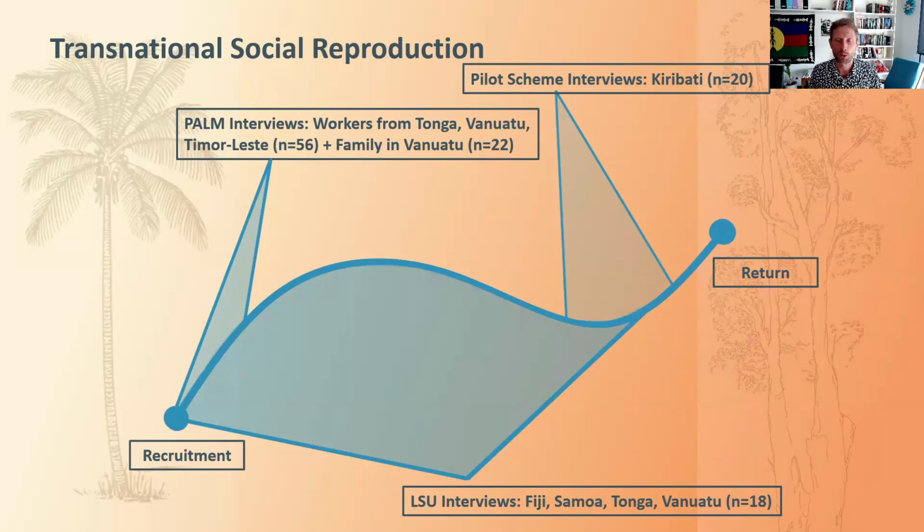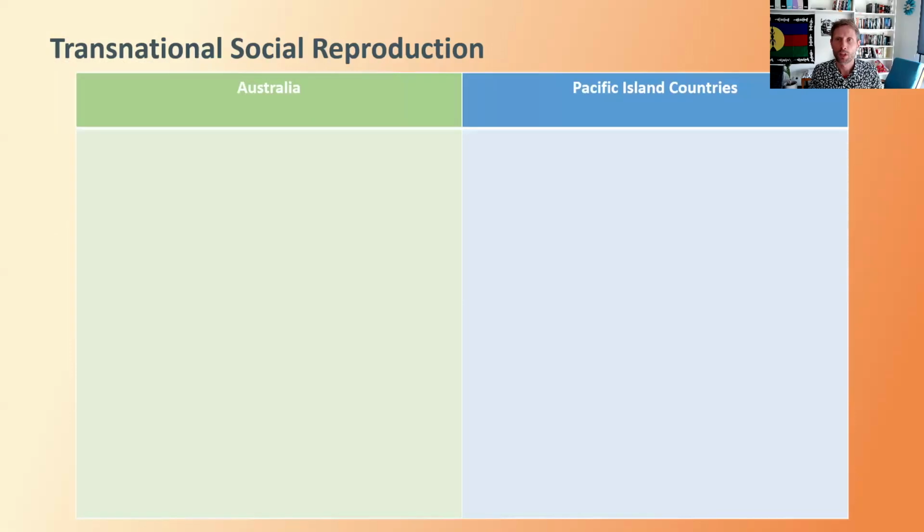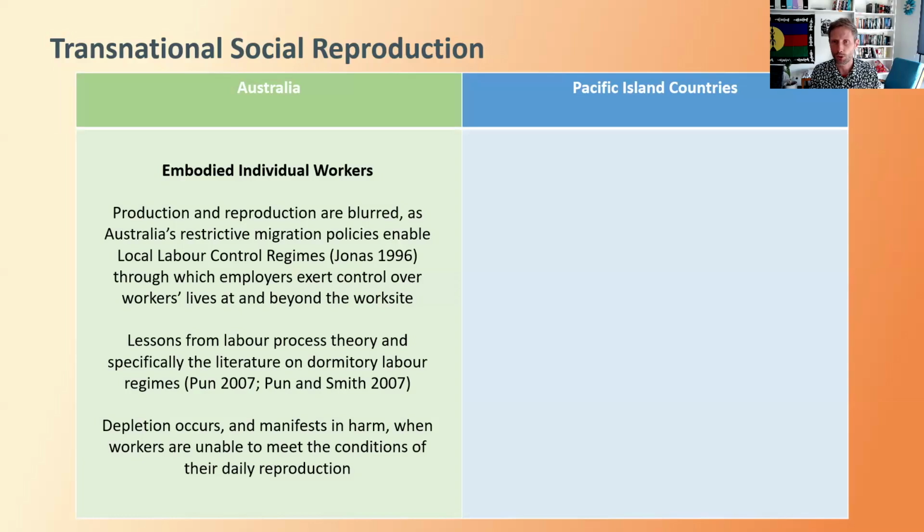So I've got various vantage points into the scheme and the various experiences that people have had at different points in its duration. And what I'm left with is thinking about, first of all, the implications of social reproduction through the labor process for workers in Australia. And so here, production and reproduction become blurred as Australia's restrictive migration policies enable what Jonas refers to as local labor control regimes, through which employers have a lot of control not only over workers' lives at work, but also beyond the work site and over their conditions of reproduction.